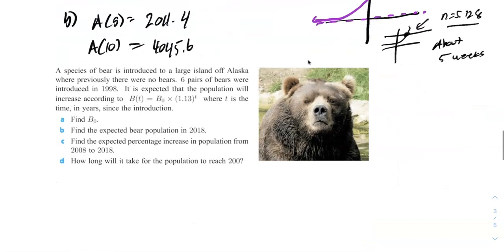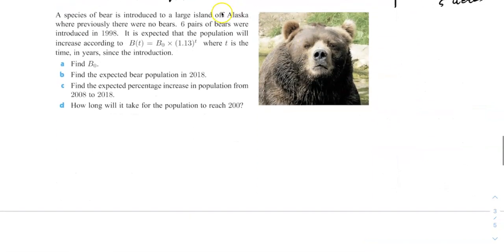Okay, next problem. A species of bears is introduced to a large island off Alaska where it previously had no bears. 6 pair of bears were introduced in 1998. It is expected that the population will increase according to this model here, where t is the number of years since introduced. Find B0. Well, B0, if you look at our equation, is our initial amount. So it's our initial amount.